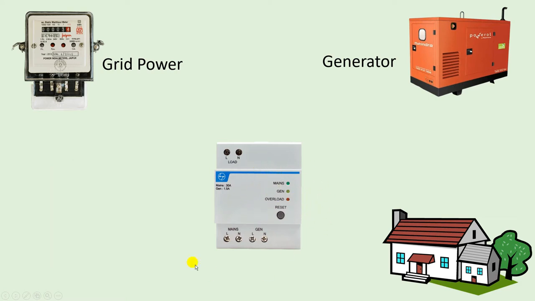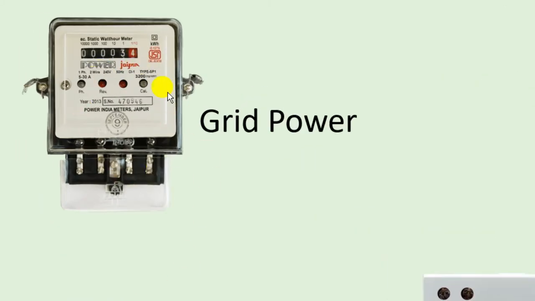Now we have to connect this changeover switch with the energy meter and generator. How to do the connection? Let's understand this. Friends, here I have an energy meter. I am connecting the incoming power supply with the energy meter. You can see at the first terminal phase supply and at the second terminal I connected neutral supply.